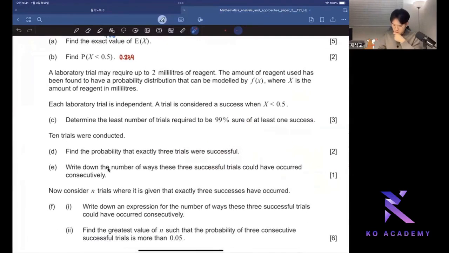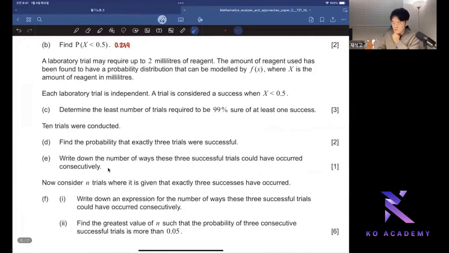What's below that, guys? They said they did this experiment 10 times. What happens when you do it 10 times? Calculate the probability of exactly 3 successes. So what do we need to do here, guys? Did you repeat it 10 times? Are all 10 experiments independent? Is the success probability fixed?